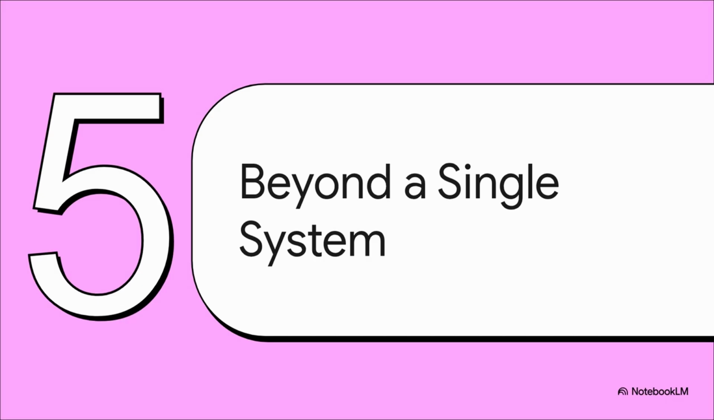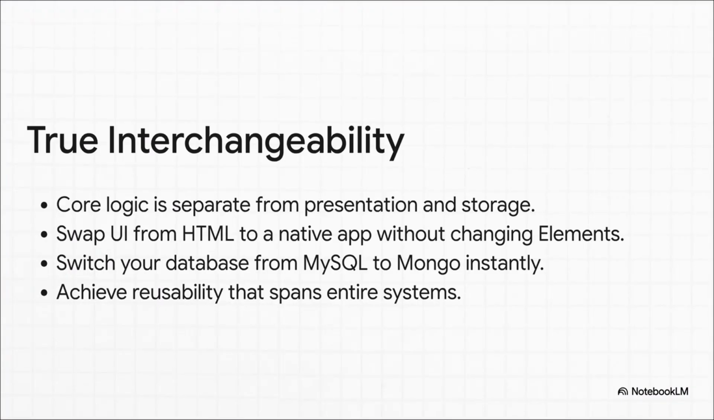Now, all of this is incredibly efficient for building a single app. But now we need to zoom out, because the true power of this approach goes so much further. We're talking about a level of flexibility that can span entire systems. See, because your elements are these pure, self-describing definitions of your data, they are completely decoupled from how that data is displayed or stored. This means the UI effectively becomes a pluggable module.